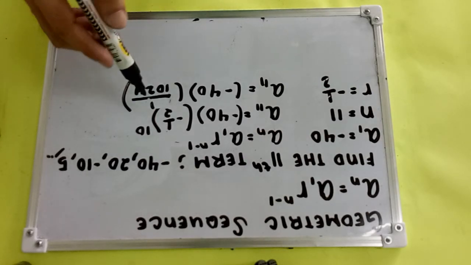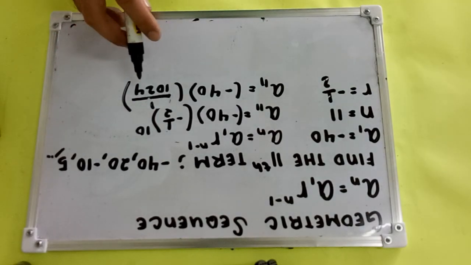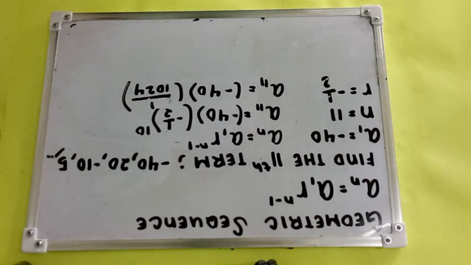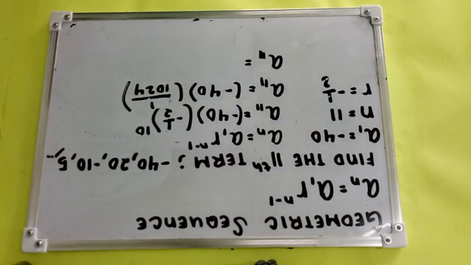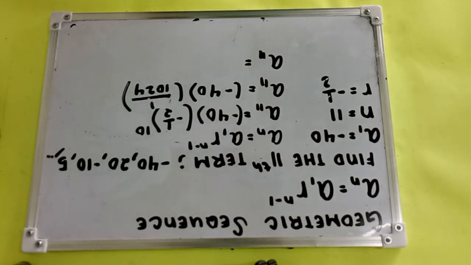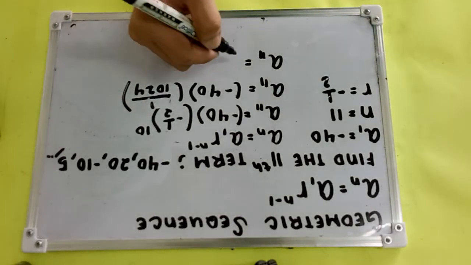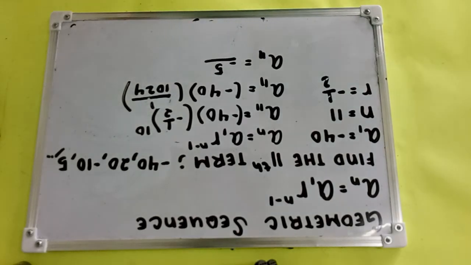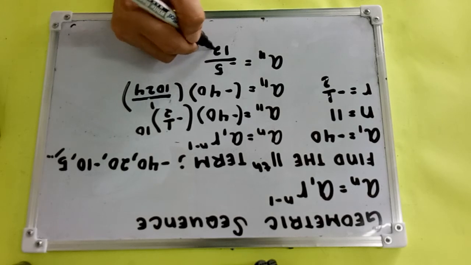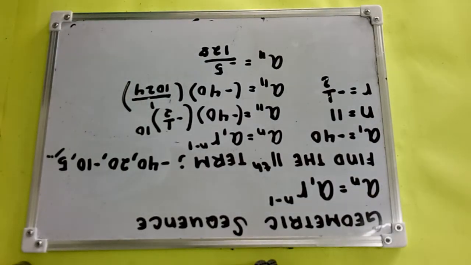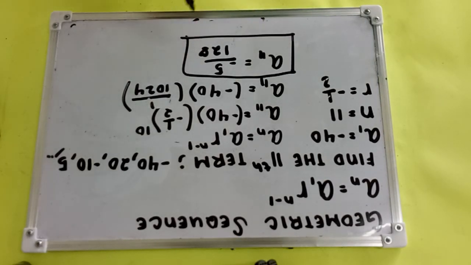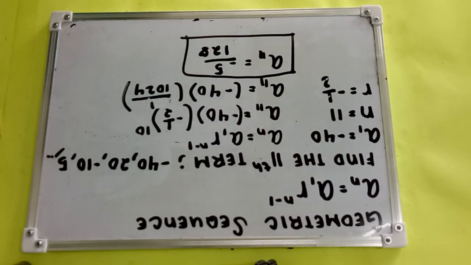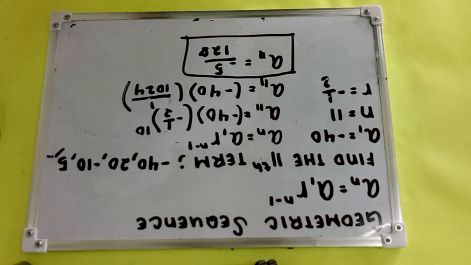So ayan, negative 1/2 ni-raise natin sa 10, so naging 1 over 1024 na siya. Next, a sub 11 is equal to, so if we multiply negative 40 by 1 over 1024, the final answer is negative 5 over 128. So this will be our 11th term, or a sub 11. So that is how to find the nth term of a given geometric sequence.